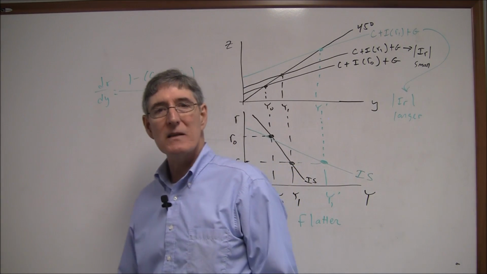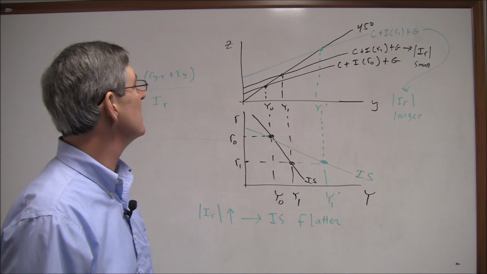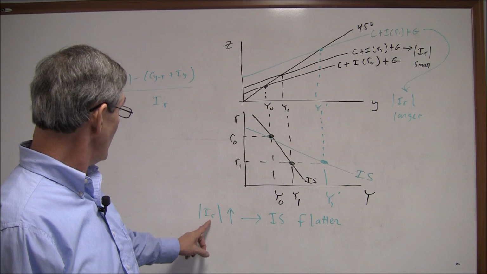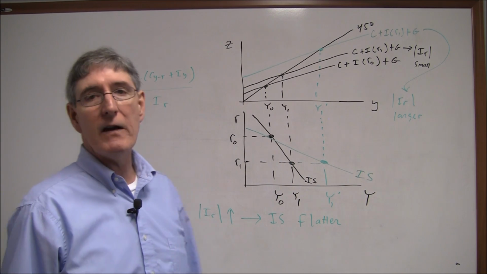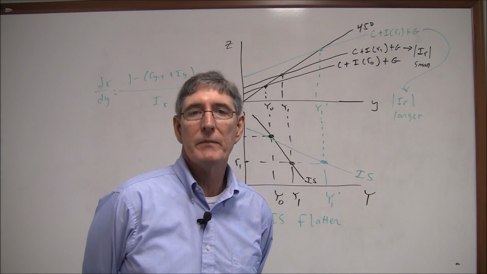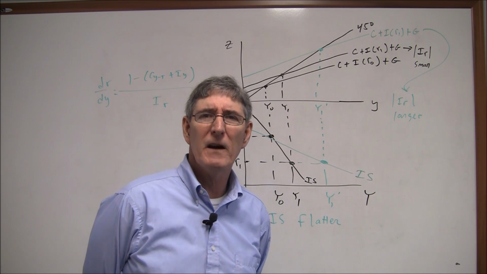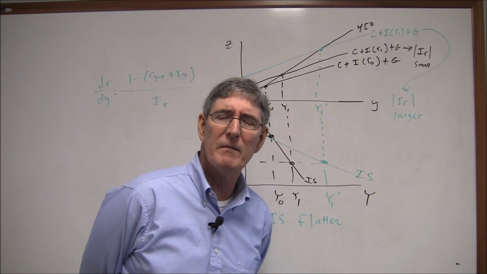Now why am I spending so much time with what seems like just a technical detail about the slope of the IS curve? Well, this I of R really varies a lot over the business cycle. So when you're at near full employment, investment tends to be fairly responsive to the interest rate.